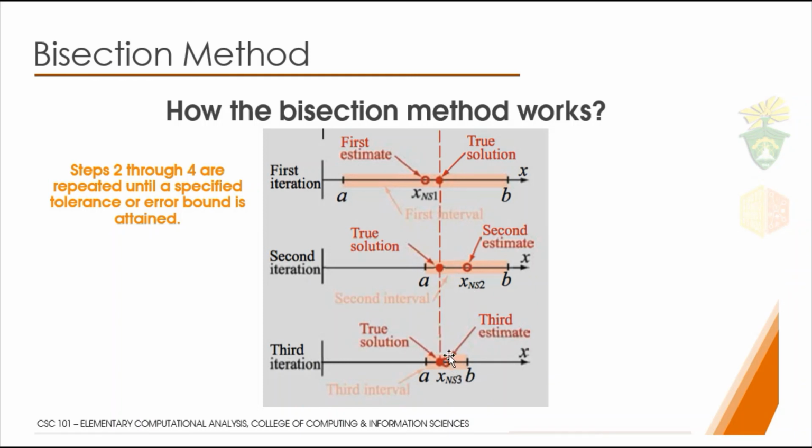And then we will find the midpoint again, and from that midpoint we get the next estimate. And then we just repeat the process until we get a small error, less than 0.001, or depending on what you set.